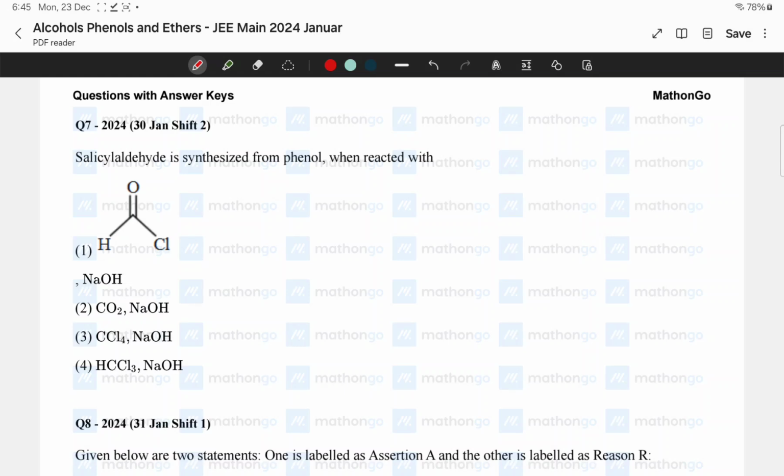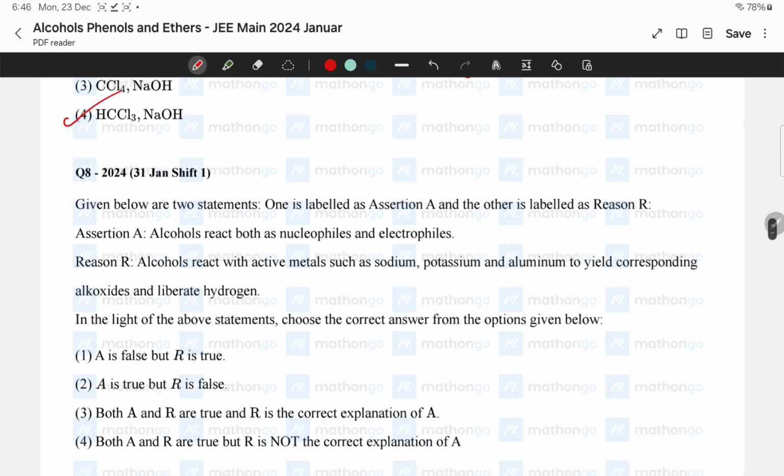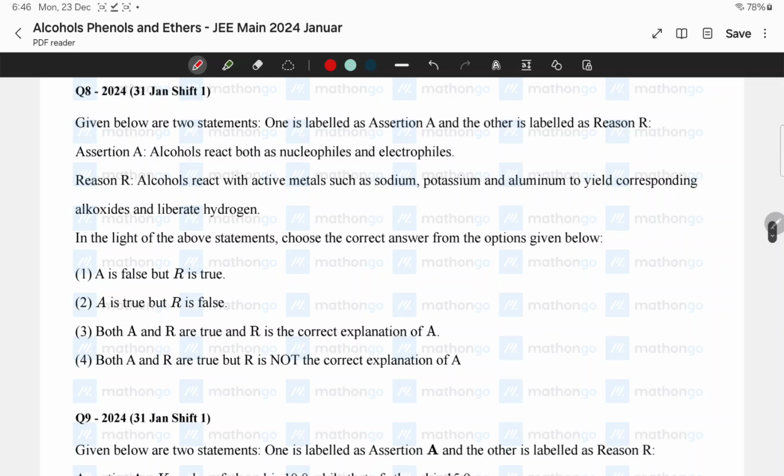Anyway, in this question, the answer is option 4, because you know that chloroform, CHCl3 plus NaOH plus HCl, is the reagent for Riemer-Tiemann reaction. Reagents, right? So option 4. Now question number 8.